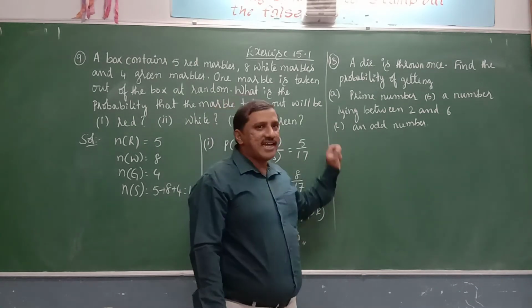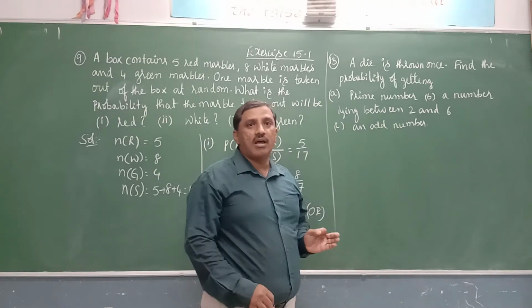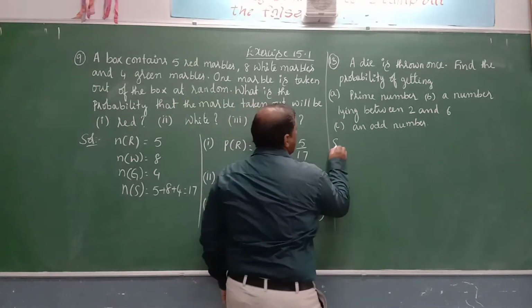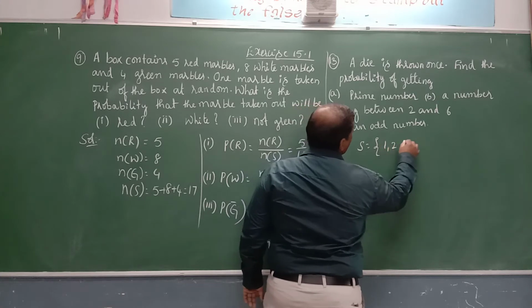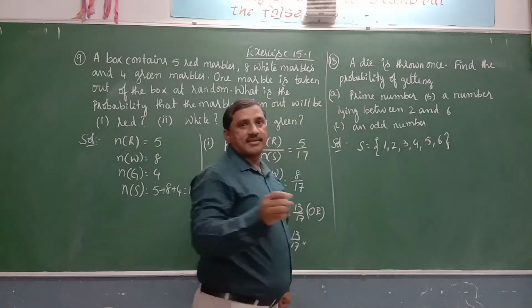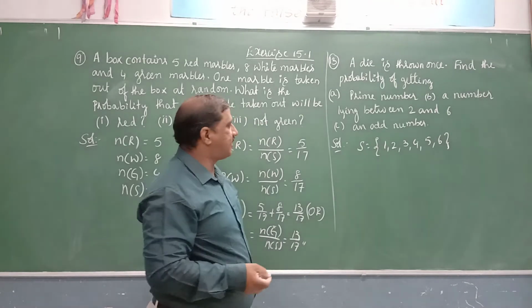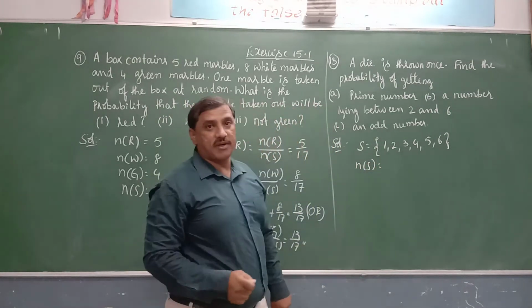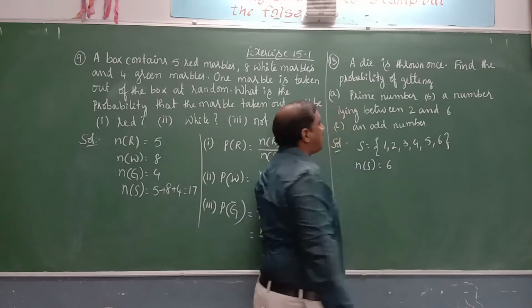So when a die is thrown once, what is the sample space? Sample space means the total possible outcomes. So here S stands for sample space. S is equal to 1, 2, 3, 4, 5, 6. So like this, 6 possible outcomes we get when a die is thrown once. Now what is n of s? Number of all possible outcomes. How many are there? 1, 2, 3, 4, 5, 6. So n of s is equal to 6.